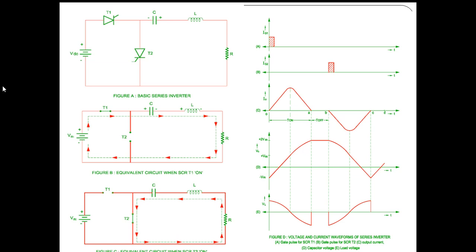When T1 is turned off, we are triggering thyristor T2 at instant B. At instant B, we give a trigger pulse to thyristor T2, with T1 already in off position. This is the equivalent circuit when T1 is off and T2 is on. When T2 is on, the energy available across the capacitor will drive current through the load in this direction.